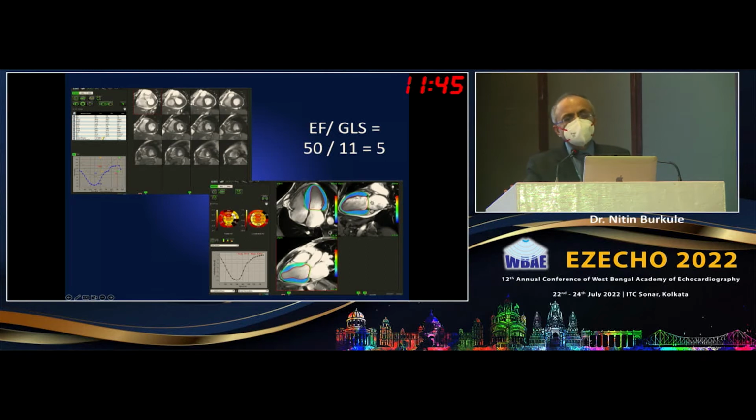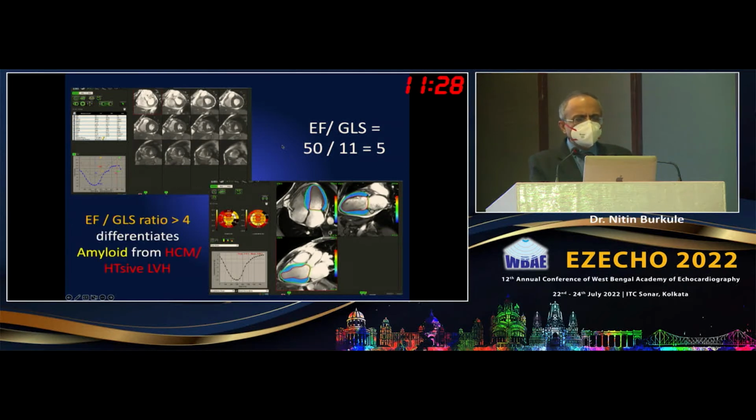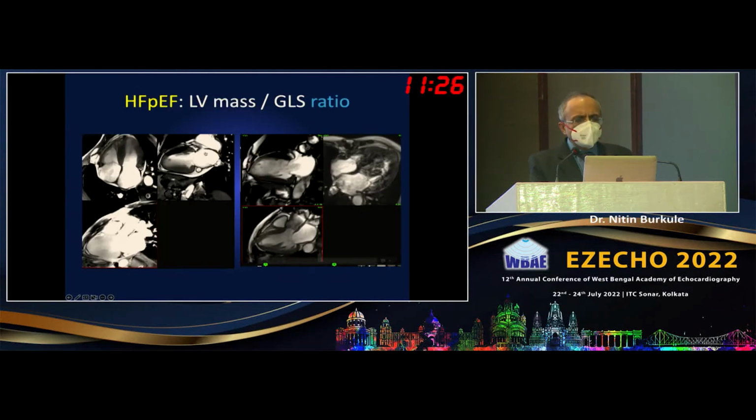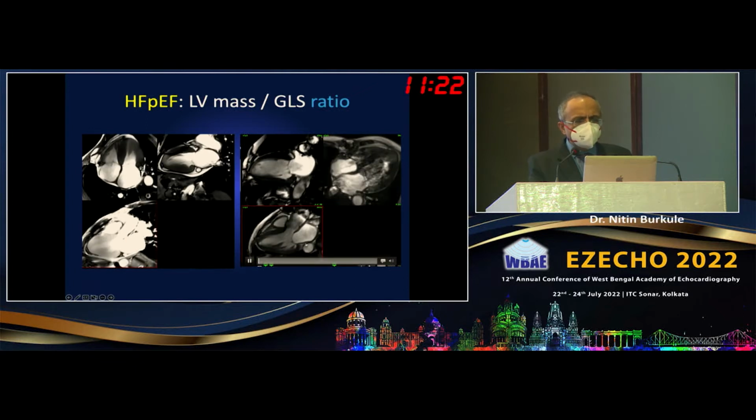Anything going above 4 or 4.5, think significantly that this can be amyloid, because the EF doesn't go down that much, but the GLS drops significantly. That is why if it goes in this range, it is generally amyloid. Then there is another way to look at it. Now these are two cases of amyloid.